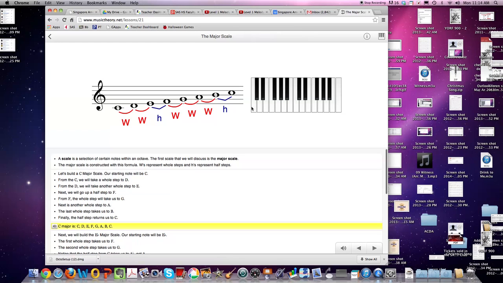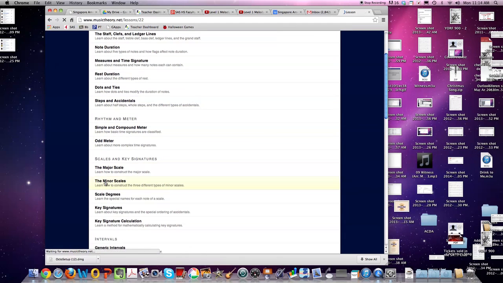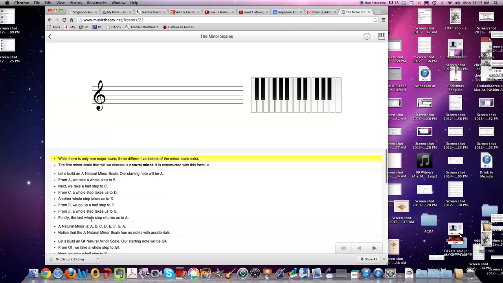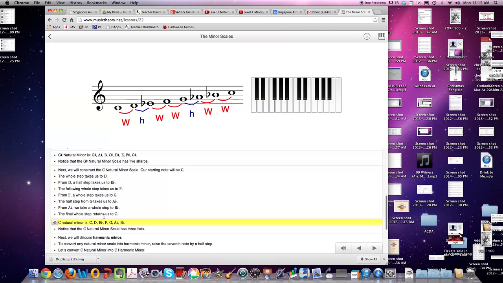But what happens when we don't have major intervals? In other words, what if we went C to D flat? What if that was a D flat? I'm going to go back into lessons and show you where that might happen. Go to the minor scale. I'll go to the C minor scale again.